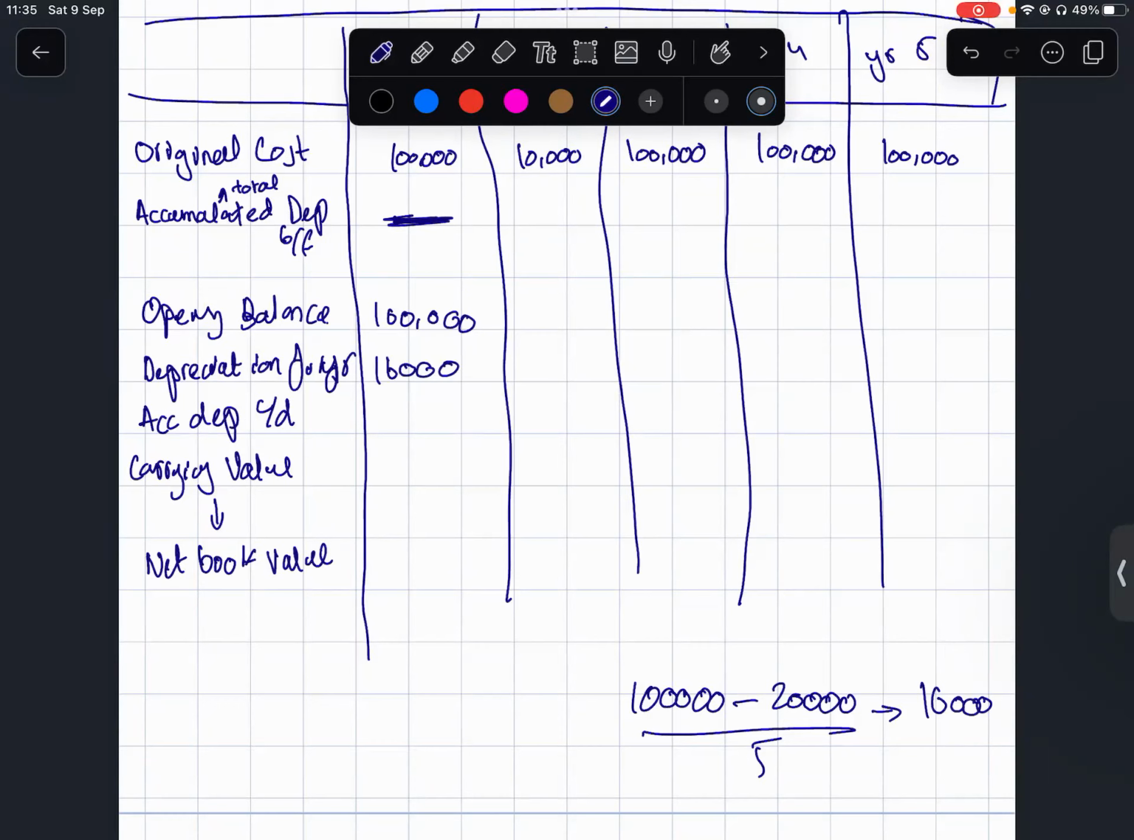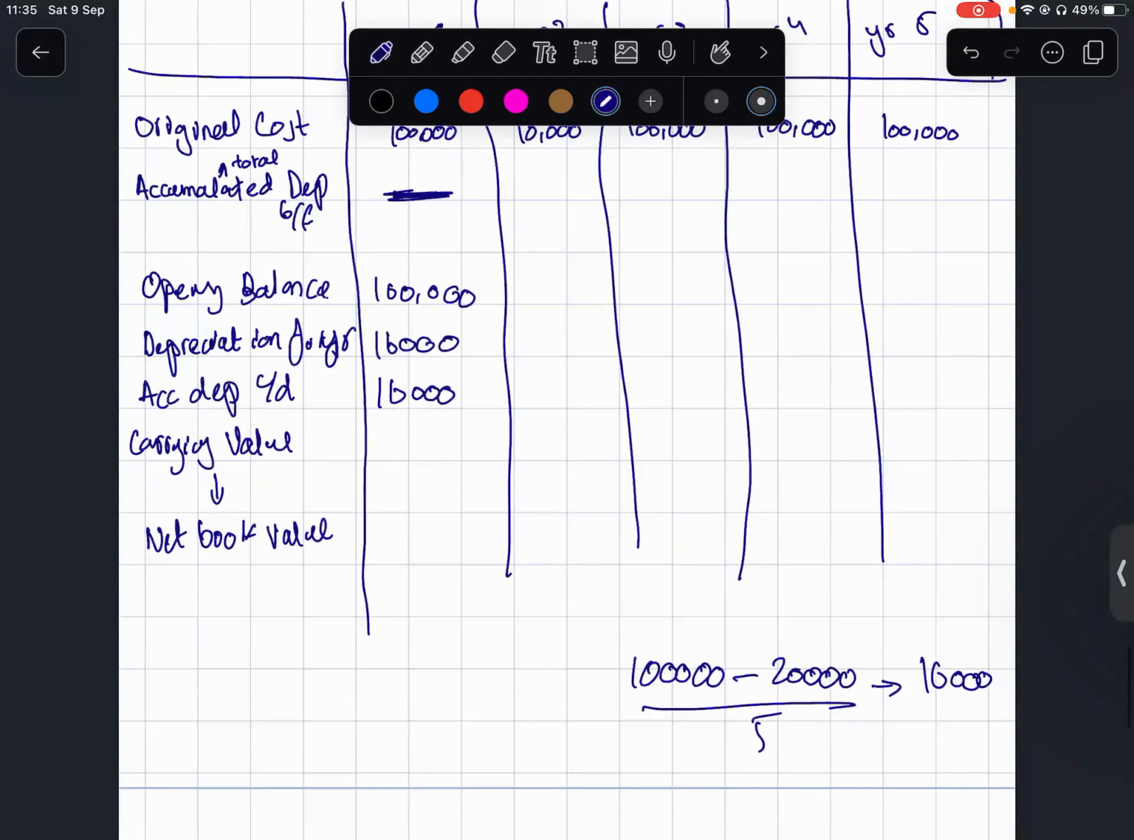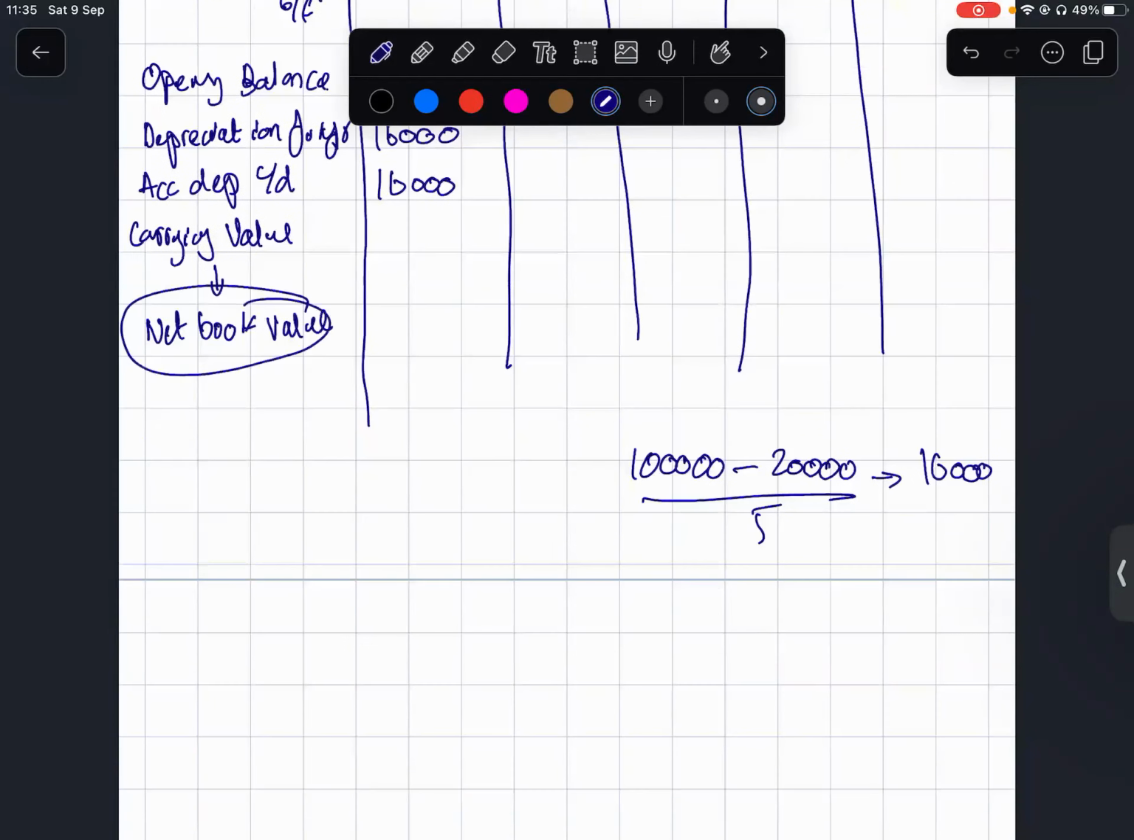And then accumulated depreciation carried down. Accumulated means total, and closing means at the end. So at the end of year one, the total depreciation charge is 16,000. The carrying value is very simple. Carrying value or net book value is cost minus accumulated depreciation.